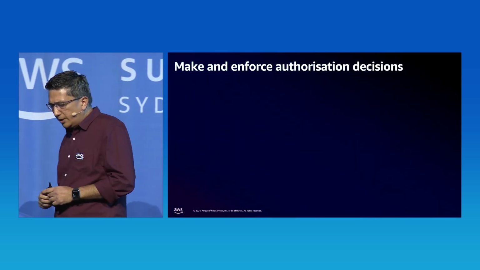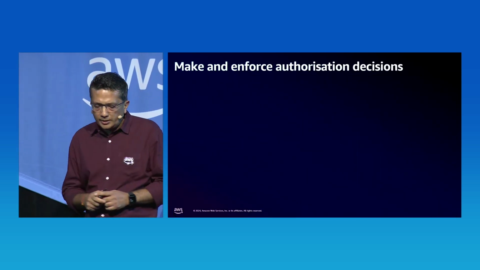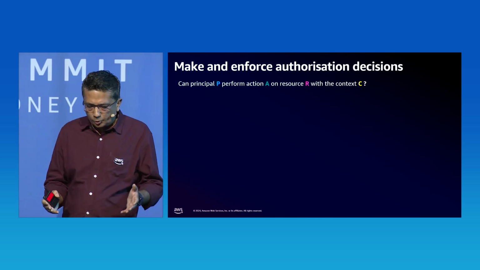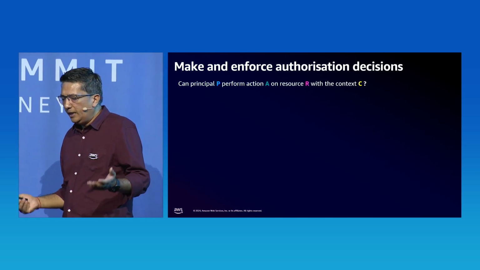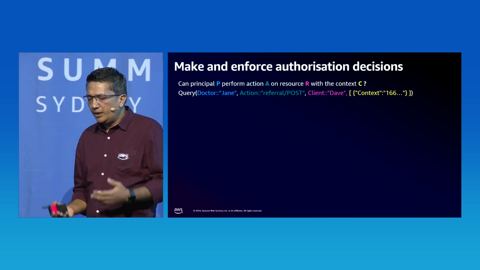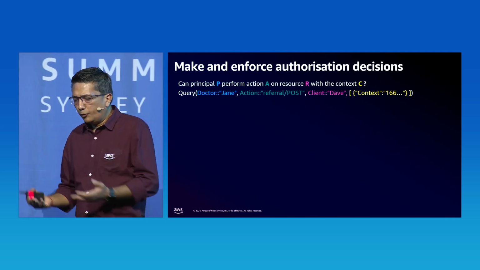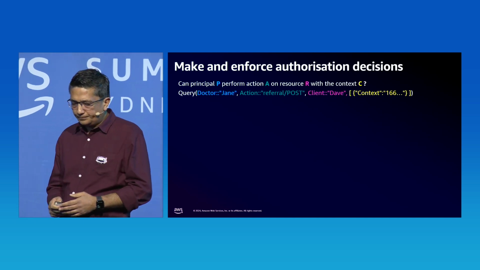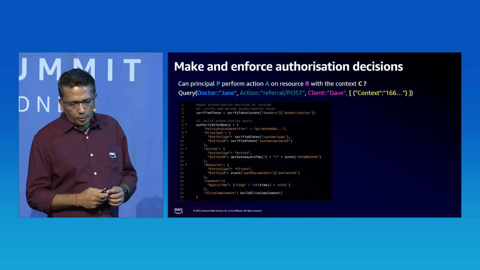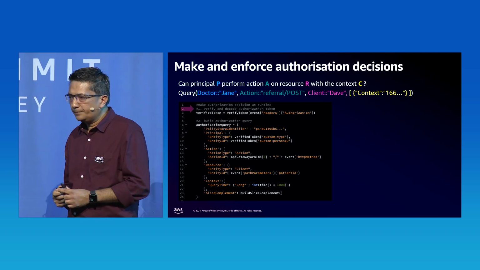In this Lambda authorizer code, I want to answer a question. Can a principal perform a certain action on a resource with a specific context? And in my use case, I want to answer the question: can Dr. Jane create a referral for client Dave for a context which is 3 months? And to do this, I have a sample Python code. Within this Python code, I have 4 important steps.